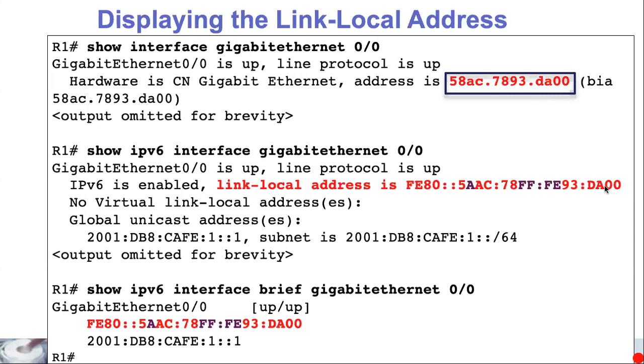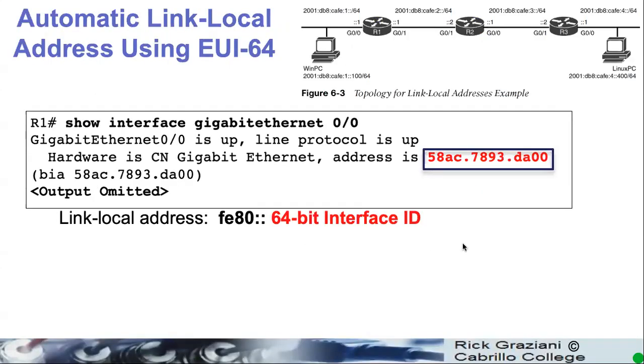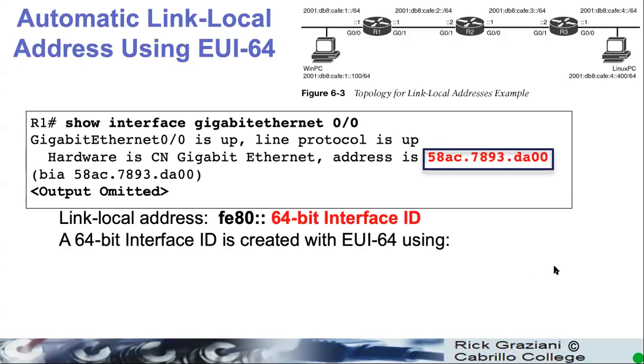There's that DA0093. It's got something else in it. We'll talk about what these hexadecimal digits are, but it looks very similar. That's because the Cisco IOS, when it creates the link local addresses, uses a process called EUI-64. EUI-64 uses the Ethernet MAC address to generate the link local address.